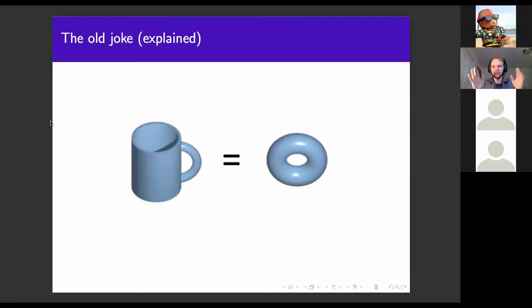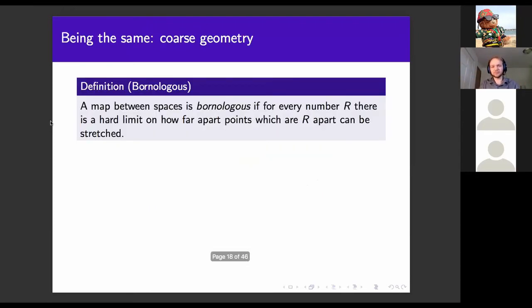If you take this idea of morphing without tearing and you apply it to this situation of a donut, solid donut, and a coffee cup, you can do the same trick. You can find a map and back. And it might be quite hard to describe, but it exists.